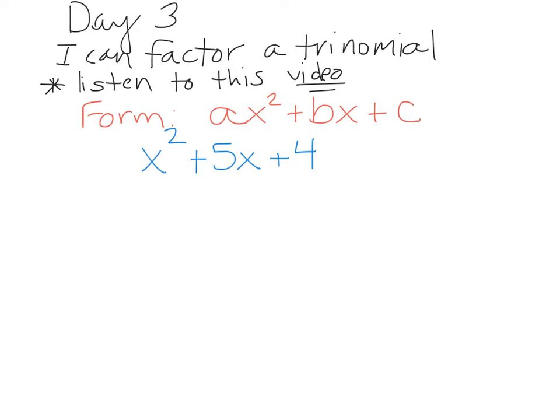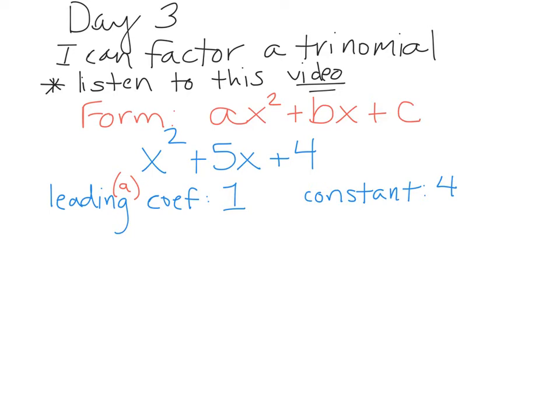You can see the form we're using has 3 terms, and this one has 3 terms. We know it's a trinomial. What's the leading coefficient? A. The constant is C of this form, AX squared plus BX plus C. There's the A, there's the C. Then, what's the B in this term? 5. Okay, so recognizing that.